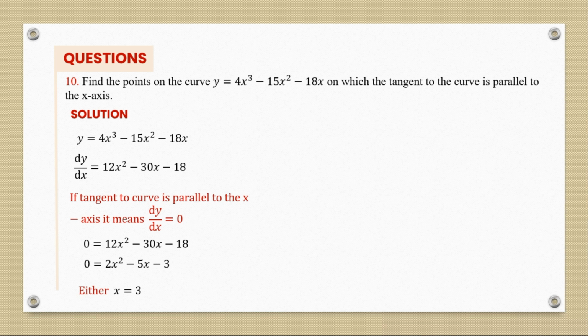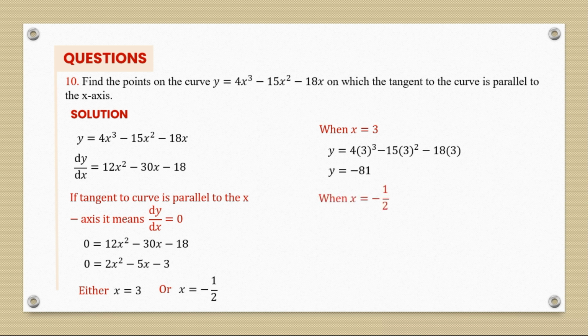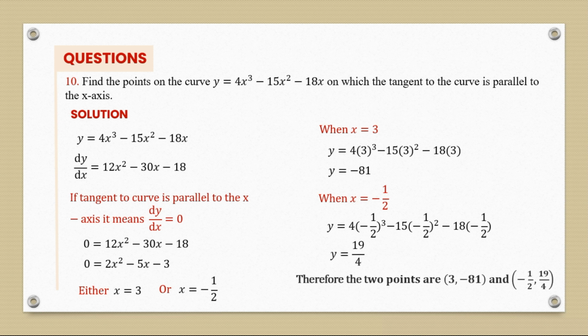So now when I solve this quadratically, I can find x as either being equal to 3 or x being equal to negative a half. Now when x is 3, y shall be equal to negative 81. And when x is equal to negative a half, y shall be equal to 19 over 4. Therefore, the 2 points are (3, -81) and (-1/2, 19/4). And those are the answers they wanted.